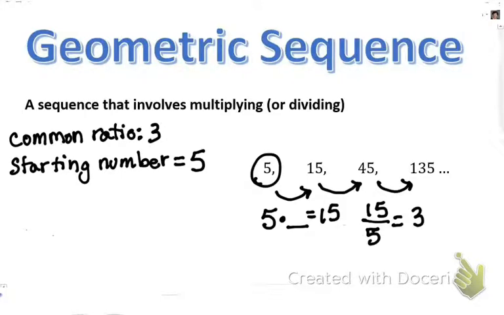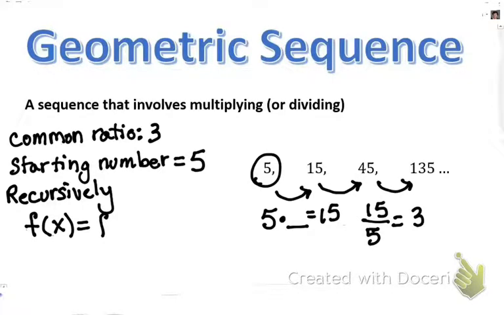We're going to write the equation in function notation recursively and explicitly. So to write it recursively, we always say previous number and then what? So we'll say the new number, which is f of x, is the previous number, and the mathematical way of saying that is f of x minus 1. And in this case, it's going to be times our common ratio, which is 3.